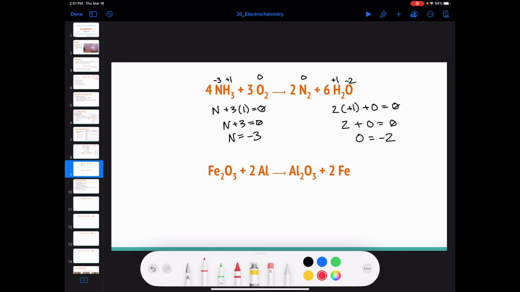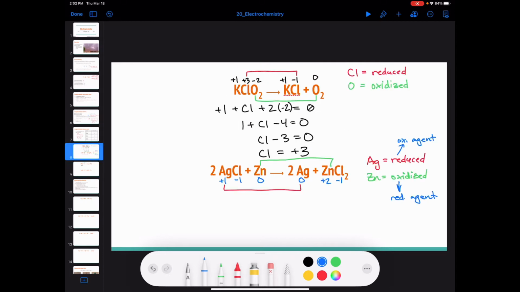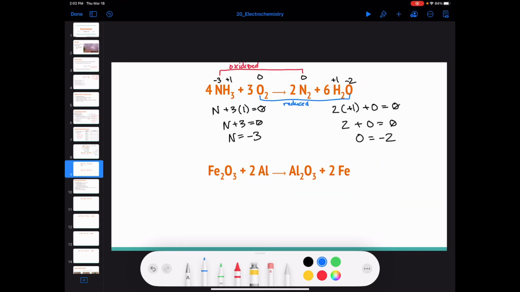Okay, so we can see that nitrogen went from a -3 up to a 0, right? So in that case, it is being oxidized. And on the other hand, oxygen went from a 0 down to a -2. So it is being reduced. Okay, so just like we were doing this before, we're doing the same thing here. Okay, let's go ahead and try another one real quick. So if you want, you can pause the video, try these yourself, and then check it, right?